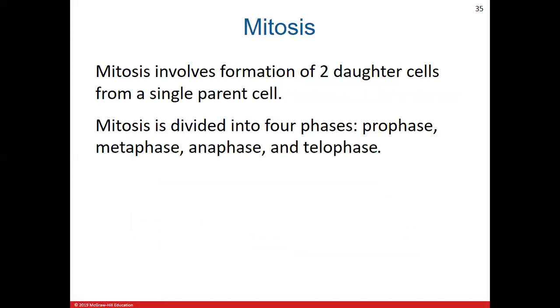Now, there are two types of cell division. We're going to focus on mitosis here, and we'll talk a little bit more about meiosis in another chapter. Mitosis is the process where you take a single cell, a parent cell, and it divides into two daughter cells. That division should give you two identical cells at the end of mitosis. Now, there are four main phases to mitosis, beginning with prophase, metaphase, anaphase, and then telophase at the end.